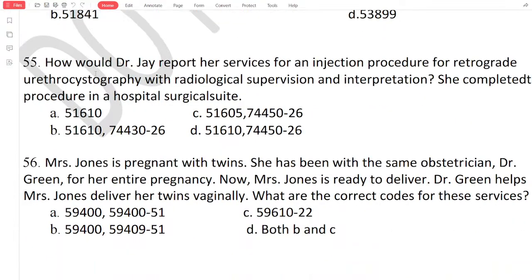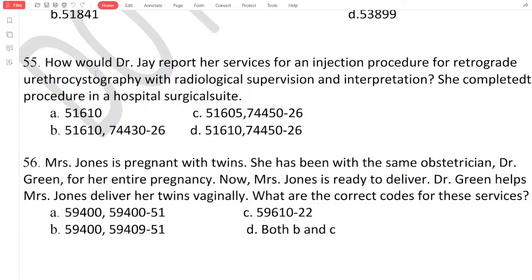51. How would Dr. J report her services for an injection procedure for retrograde cystography with radiological supervision and interpretation? She completed this procedure in a hospital surgical suite. 51610, 74430, 51605, 74450.